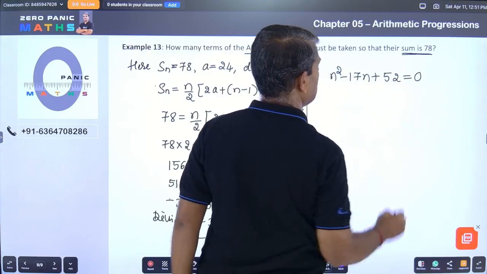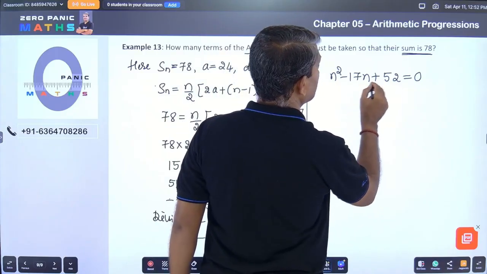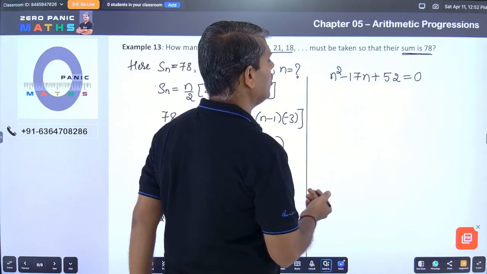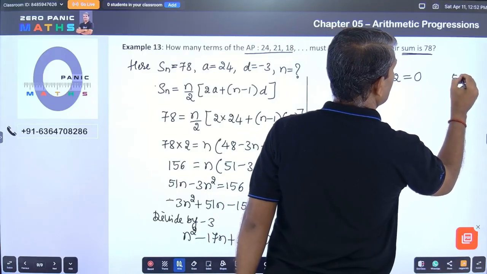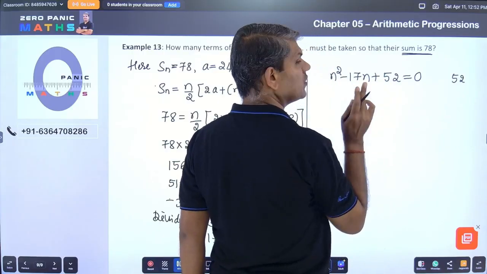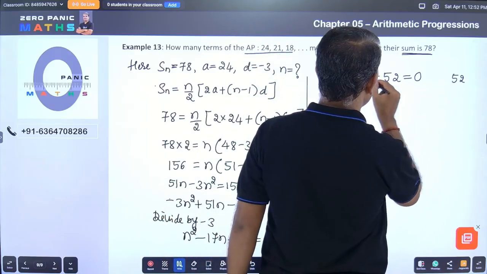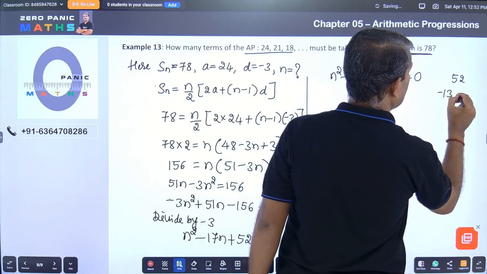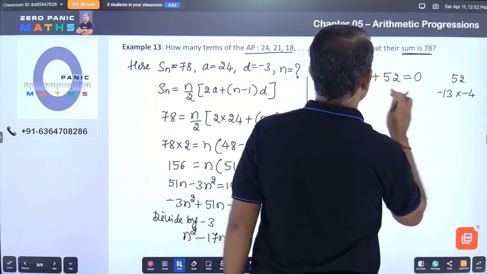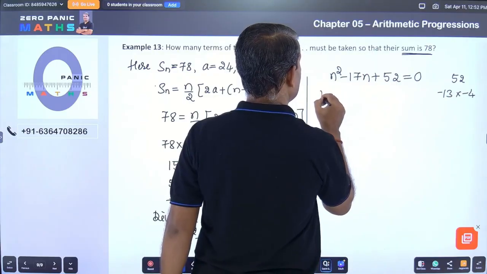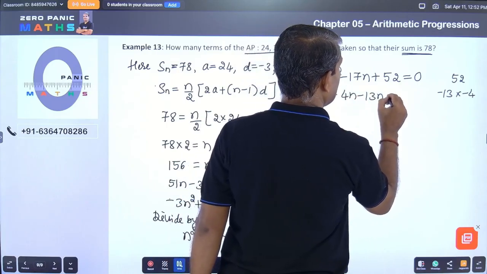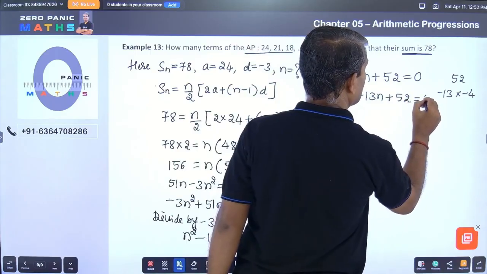is equal to 0. Now what remained is to find out the factors of this quadratic equation by splitting the middle term and find out the value of n. So 52 is the product, or 52 n square you can say. So 13 4s are 52, that will be the value for this. 13 and 4, and 13 plus 4 will be this. So let me write this as n square minus 4n minus 13n plus 52 is equal to 0.